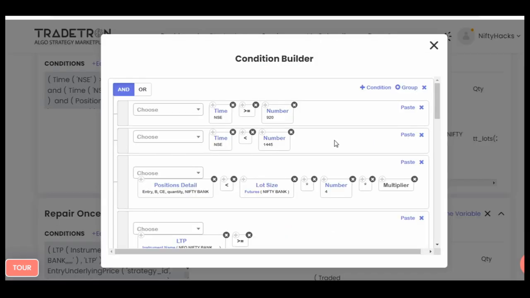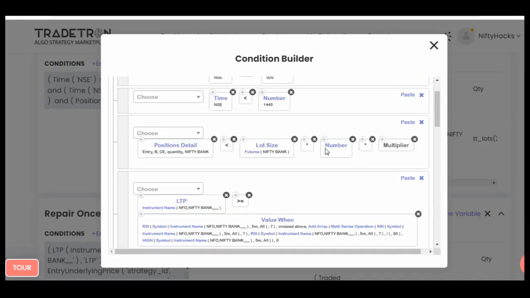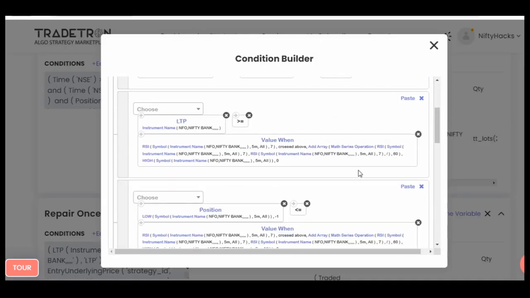Even though I have explained this in the code explanation video, let me try explaining it once again. This is the condition where our current Bank Nifty price should be more than this value, and we fetch which candle crossed above the RSI 60 level, and we want its high value. So let's check this on the chart also.